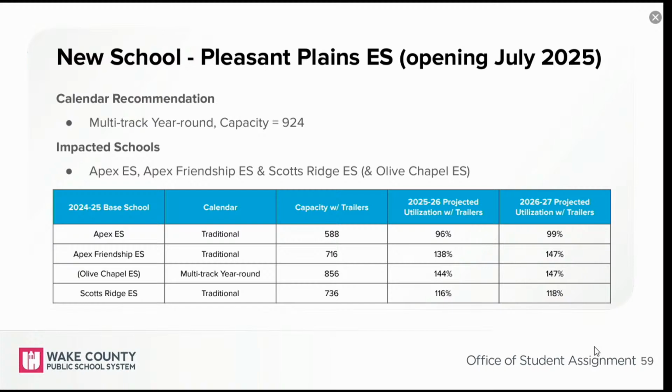Directly impacted would be Apex Elementary, Apex Friendship Elementary, and Scotts Ridge Elementary. However, there is a cascading impact on Olive Chapel Elementary as well, and we'll outline that in just a moment. Just as a friendly reminder, all but one of the schools on this list is currently capped. Apex Elementary is the only one that isn't, and you just took the cap off in February.